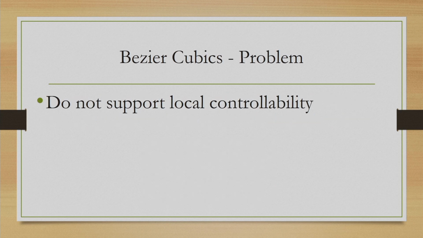So, one major problem with Bezier cubics is that they do not support local controllability. That is of course a major concern.